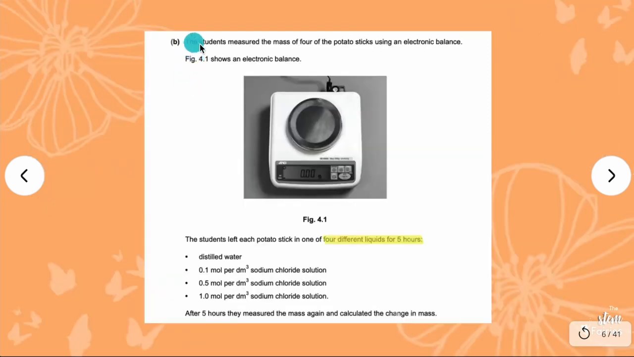In question B, it says the students measured the mass of 4 of the potato sticks using an electronic balance. Figure 4.1 shows an electronic balance. The students left each potato stick in one of the 4 different liquids for 5 hours. So we have the first liquid is distilled water, the second liquid is 0.1 mole per decimeter cube sodium chloride solution, the third liquid is 0.5 mole per decimeter cube sodium chloride solution, and the fourth and last liquid is 1 mole per decimeter cube sodium chloride solution. After 5 hours, they measured the mass again and calculated the change in mass.